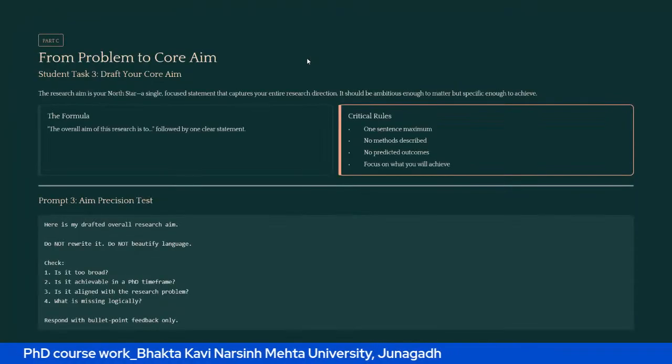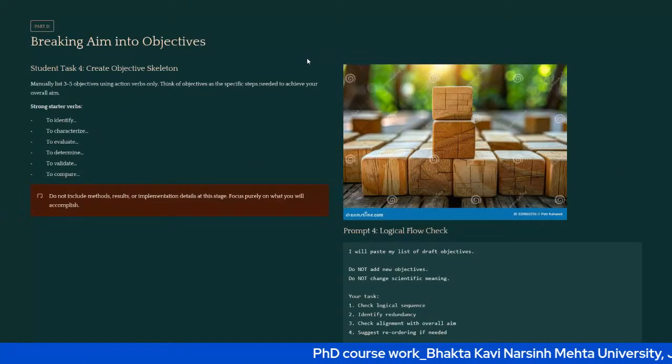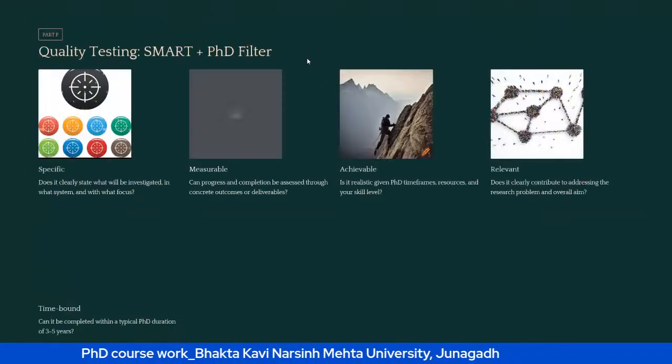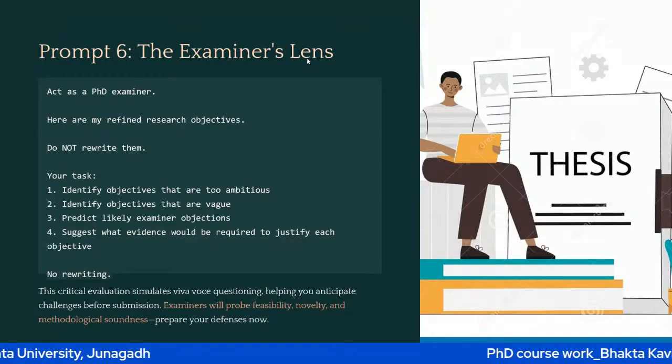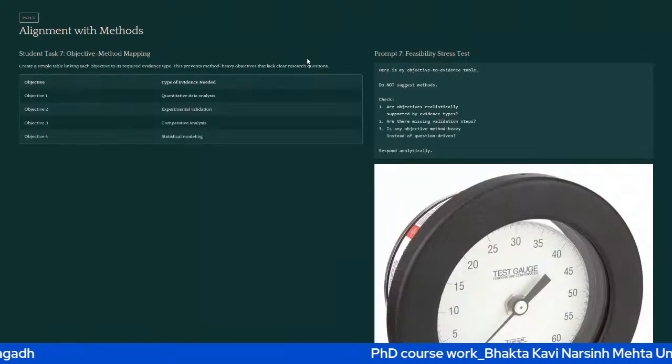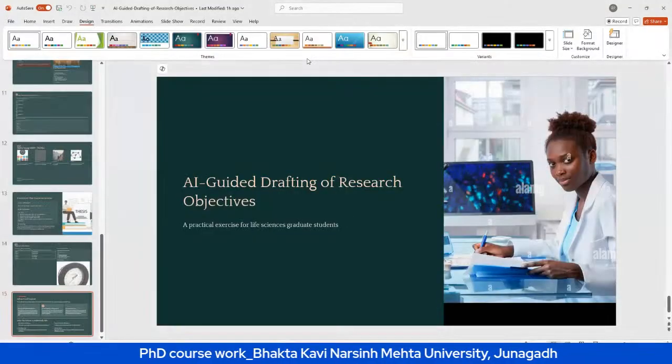Then again you come to the next part. You have to go for prompt 3, the aim precision test. You develop the entire research aim for this, and you go for the analysis of that. Then breaking the aim into objectives, you can utilize this prompt, and at the end you can have the examiner's lens. So whatever objectives you get from that, you again go for rewriting them. That is the way it can be done, right?